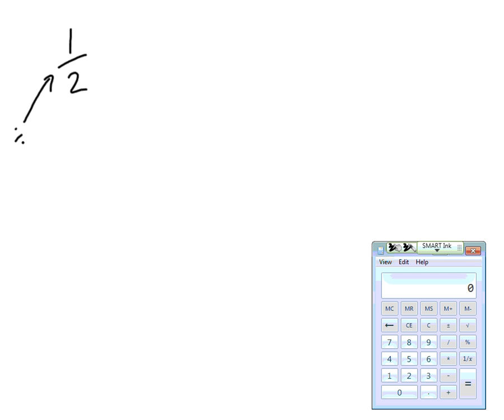If we want to change a half into a decimal, it means 1 divided by 2. So we can put this into our calculator. 1 divided by 2 equals, and we get 0.5.